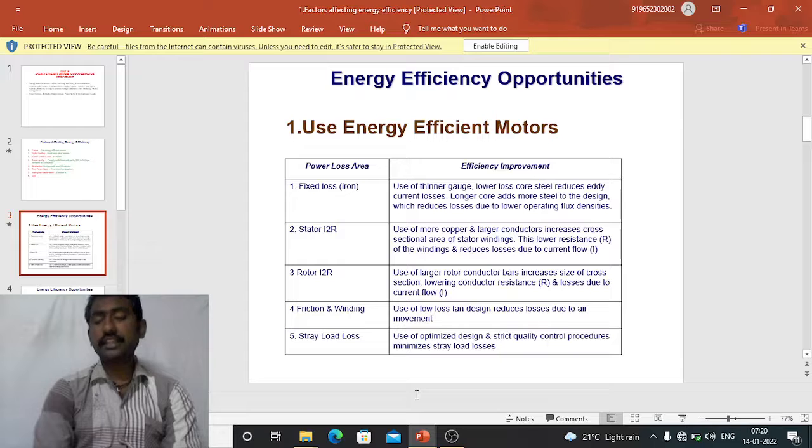And eddy current losses: because of the large area of the core, some circulating currents flow inside the magnetic material. Because of those circulating currents, some losses will be there. Those losses are nothing but eddy current losses. To reduce these, for hysteresis losses we can provide high permeability material, and for eddy current losses we can provide laminations. Similarly, we have the copper losses, which are called variable losses. The copper losses are classified into 2 types. What are those 2 types?